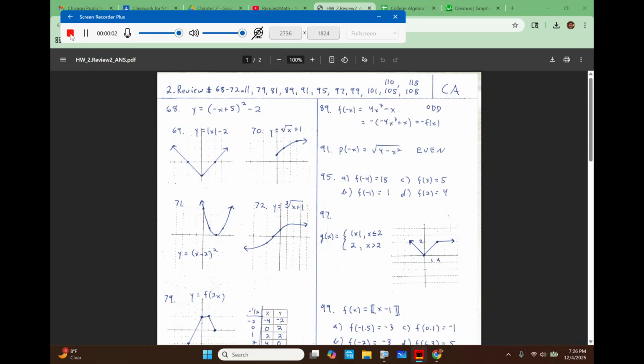Hello everybody. Today we're looking at some 2-point review. This is the homework that's before test 6. So let's get right into it. This is going to cover sections 2.6, 2.7, and 2.8. We're starting at number 68.